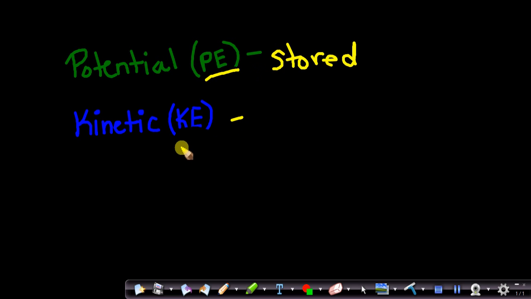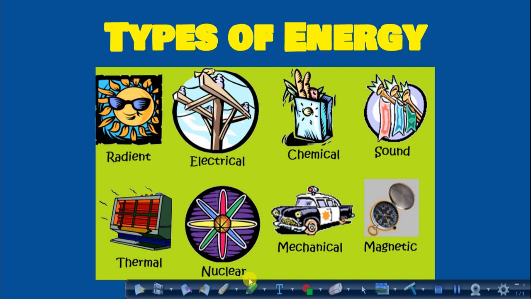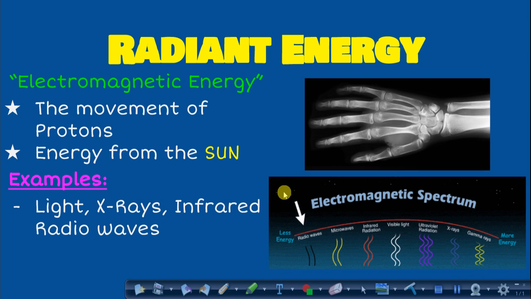And kinetic energy, or KE, is the energy of movement or motion. Each of these 8 types of energy we're going to classify as either potential or kinetic. And we're going to use these keywords here of shared or stored for potential and movement for kinetic in order to remember these. Our first type of energy is radiant energy, also called electromagnetic energy. Electromagnetic energy is the movement of protons. We see our keyword movement. So movement means that this is an example of kinetic energy.